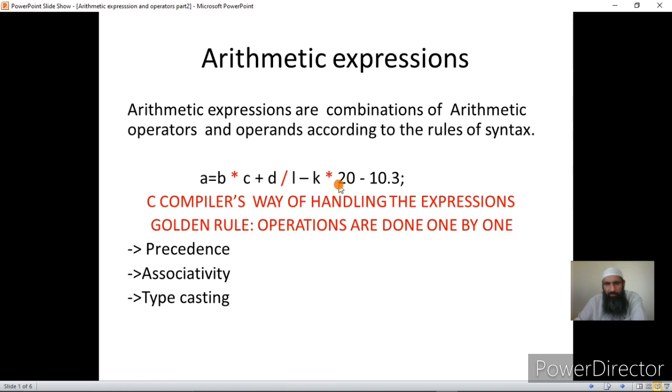Once these operations have been performed, that is this multiplication, this division and this multiplication, then the compiler must decide among addition and subtraction. Since there is one addition and two subtractions, and additions and subtractions have the same precedence, again we will be using the associativity rule for this.